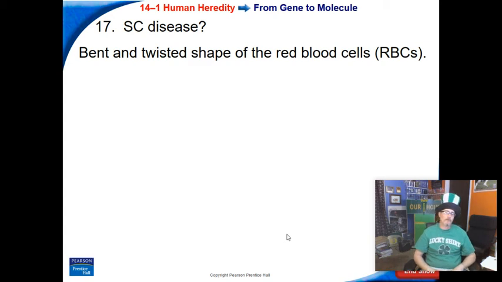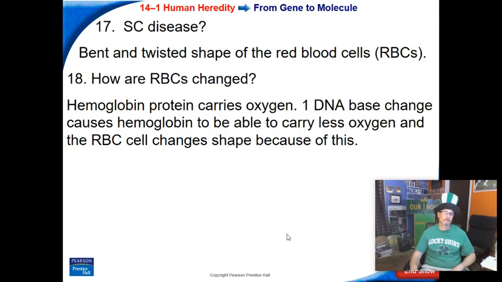All right, sickle cell. These are bent and twisted shape of the red blood cells, which we will abbreviate as RBCs. How are they changed? So hemoglobin is, by the way, a very fun word to say. It's near impossible not to smile after you say hemoglobin. Give it a try. Hemoglobin. It just rolls right off the tongue.